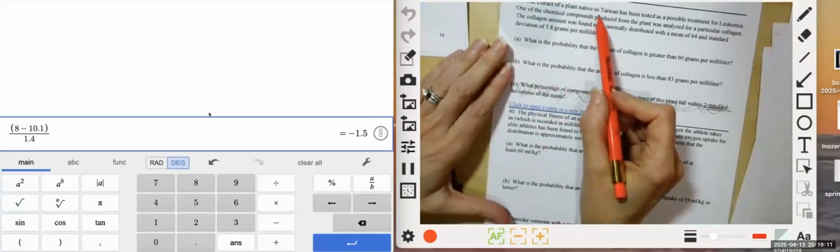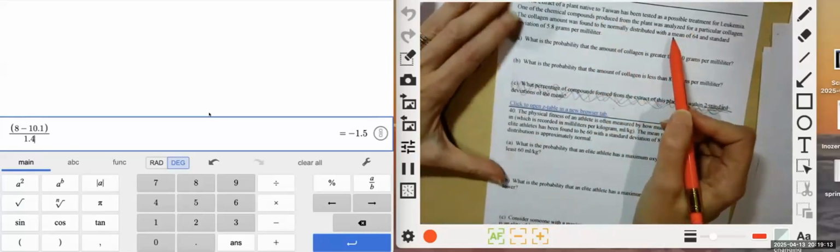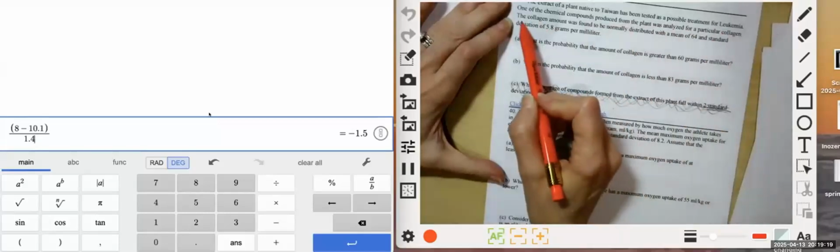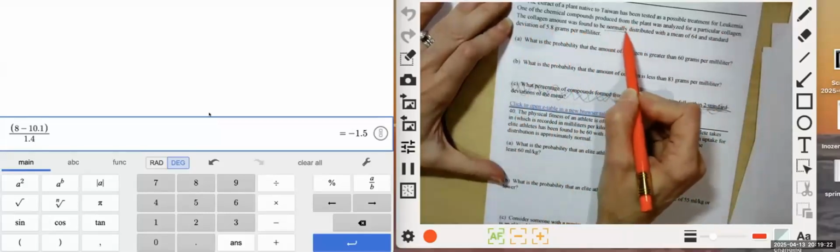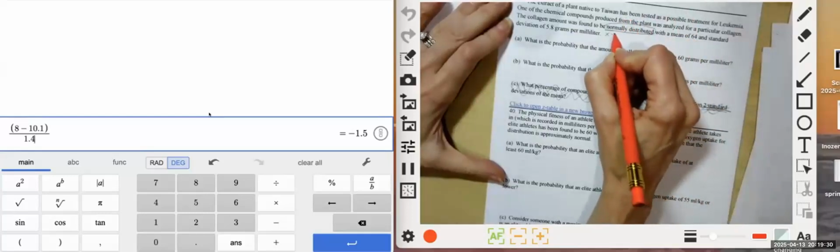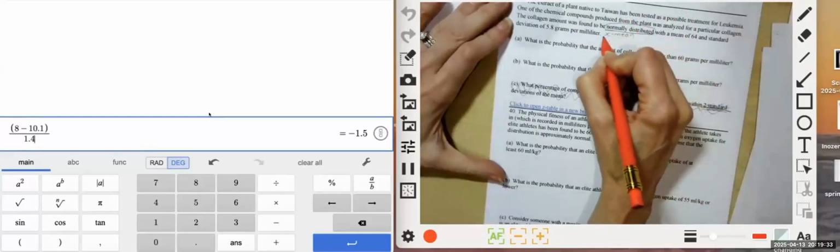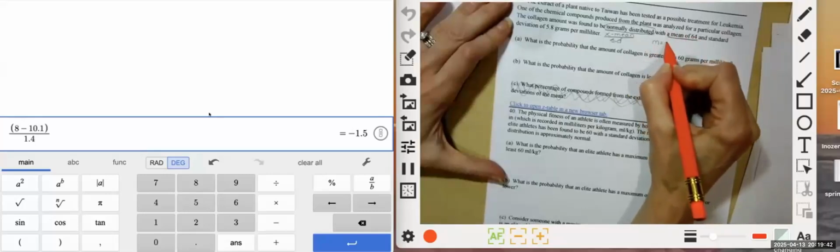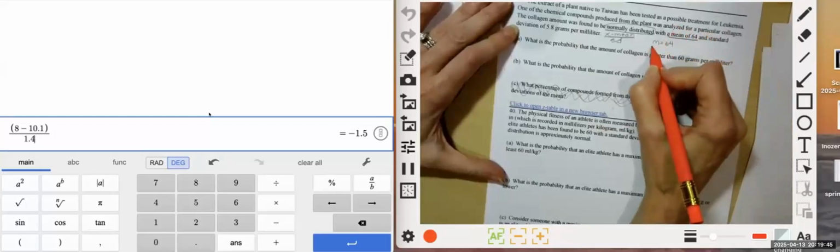All right, sorry, I'm digressing here. The extract of a plant native to Taiwan has been tested as a possible treatment for leukemia. One of the chemical compounds produced from the plant was analyzed for partial collagen. The collagen amount was found to be normally distributed. Whenever you see normally distributed, you know you're using X minus the mean over standard deviation. Okay, so it's giving us our mean is 64, and our standard deviation is 5.8.